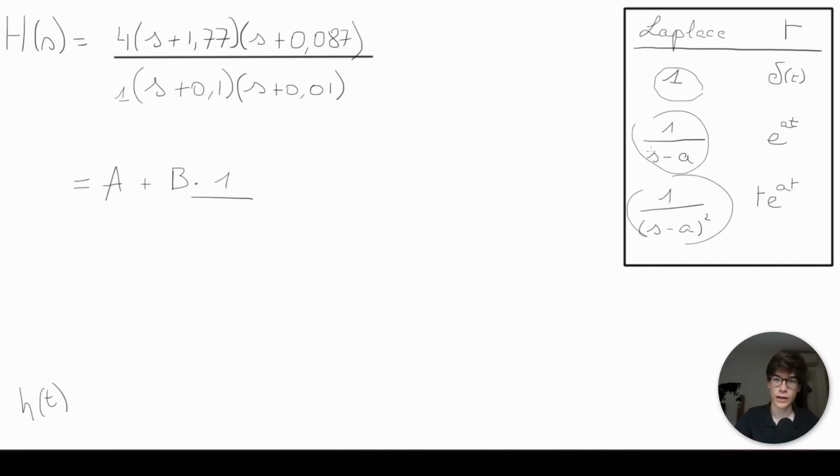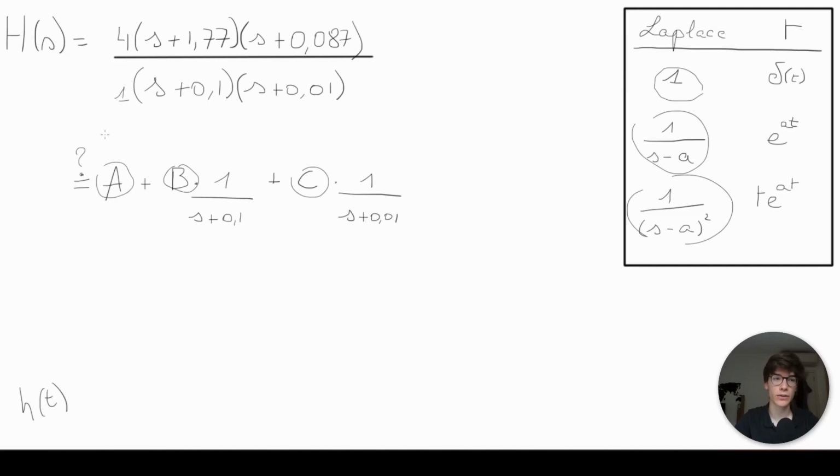1 over s minus a, and we're going to choose this as an a. So s plus 0.1, this is minus 0.1, plus c times 1 over, we're going to do the same thing here, s plus 0.01. These letters are coefficients which we need to solve for so that our old transfer function is equal to our new proposed transfer function. So right now, we don't know what the coefficients are, so we don't know if this is equal.